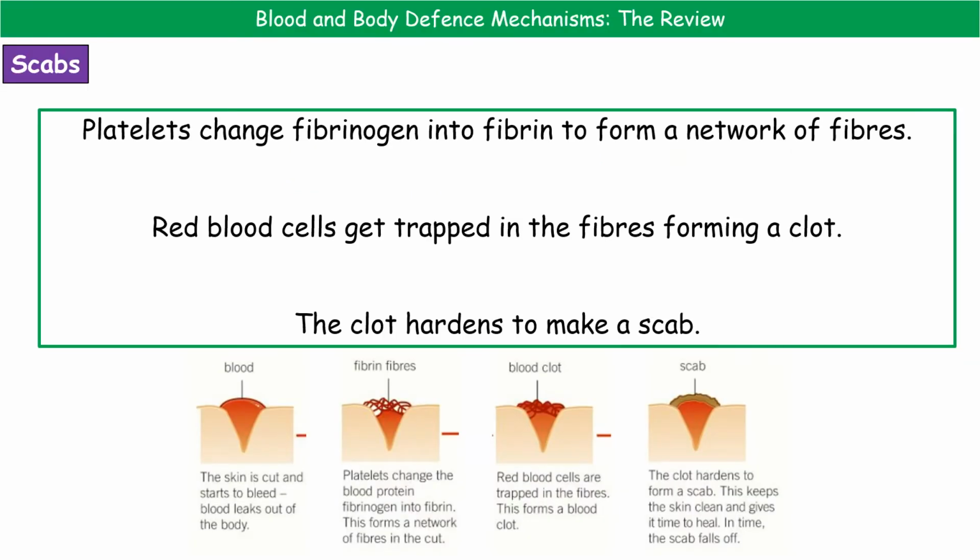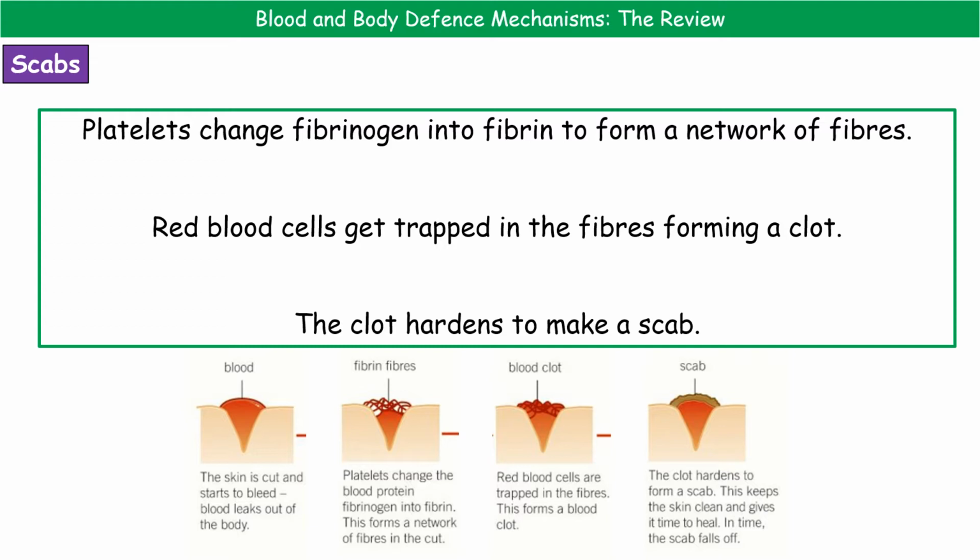For today's biology blast, we're going to be having a look at some of the defense mechanisms we have in our body against infection. So this is in B6, the second half of that topic, looking at diseases. So it will come up on biology paper 2. First thing we're going to look at are platelets.